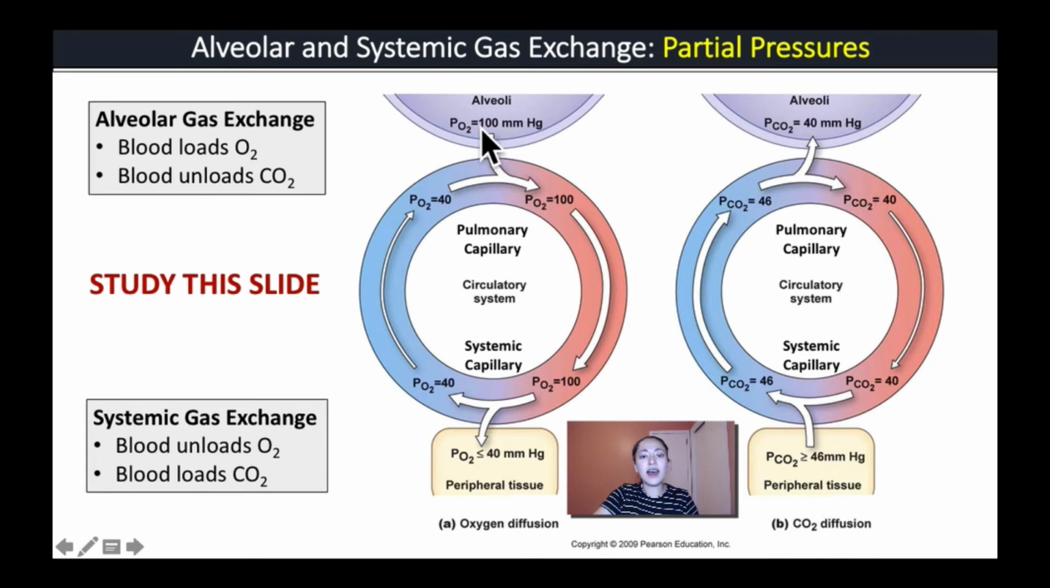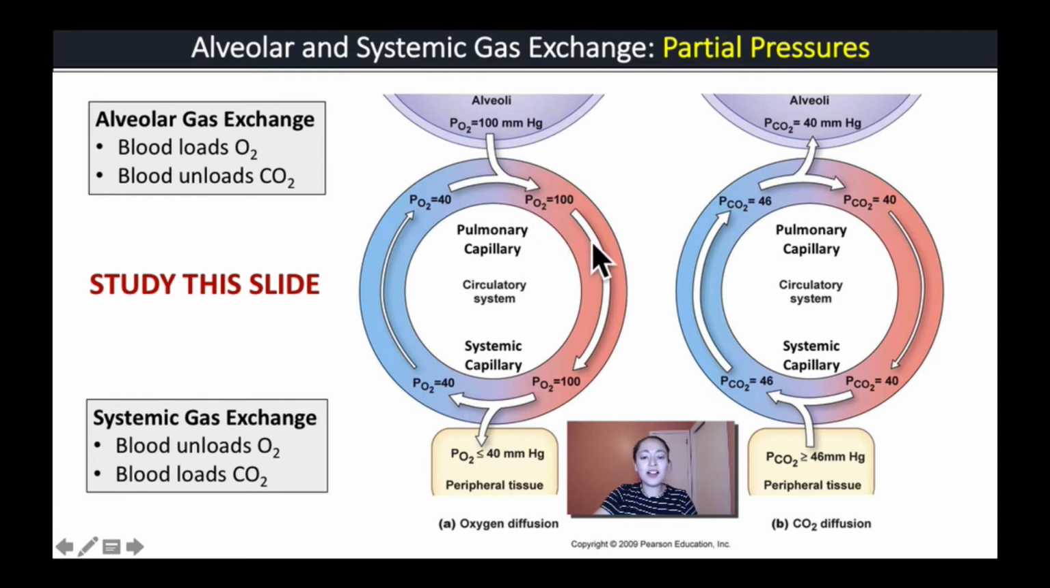And we can see that, let's focus on oxygen diffusion again. In the alveoli, the partial pressure of oxygen is around 100. However, the blood approaching the alveoli in the pulmonary capillaries has very little oxygen. It's oxygen poor blood that's approaching your lungs. So its partial pressure is about 40. So which way is oxygen going to want to move? Well, oxygen is going to want to move from the alveoli into the blood. And it's going to move into the blood until the partial pressure in the blood matches the partial pressure outside. So that's how the blood becomes oxygenated.